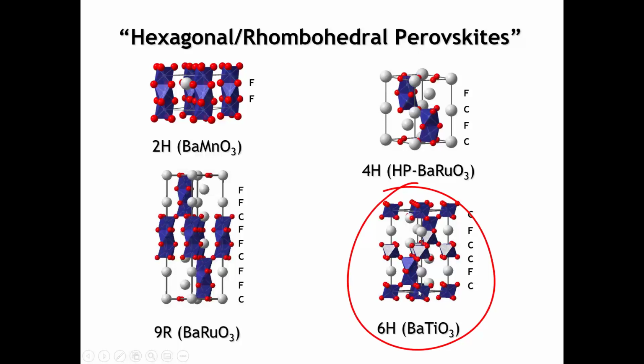In that one, you have both dimers of face-sharing octahedra, you have some sites which are only connected by corners to other octahedra, and then more dimers. So these are some of the hexagonal perovskites, and we expect to see these when the tolerance factor gets larger than 1.